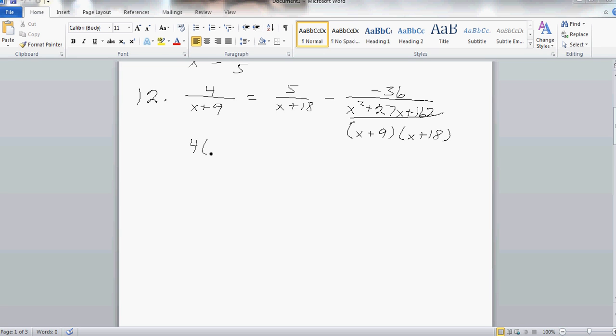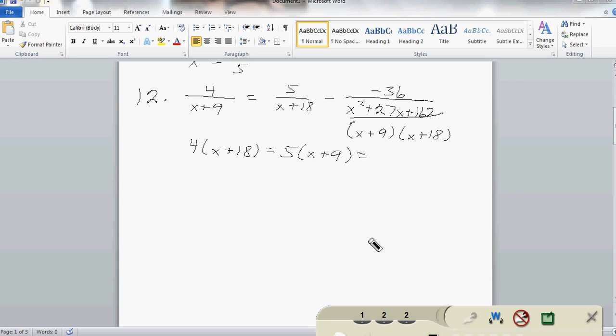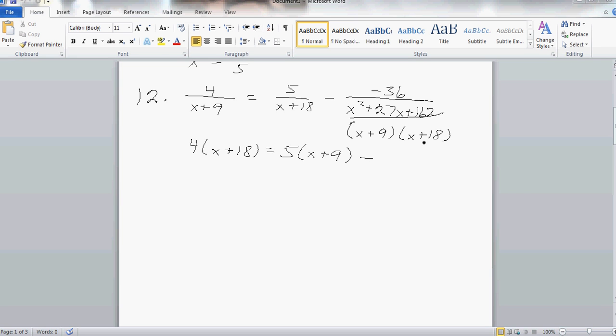So it becomes 4 times x plus 18. We have to multiply this by x plus 9. So 5 times x plus 9. And this, when we multiply by x plus 9, x plus 18, it simplifies to a negative 36. So then we're going to distribute this and go from there.